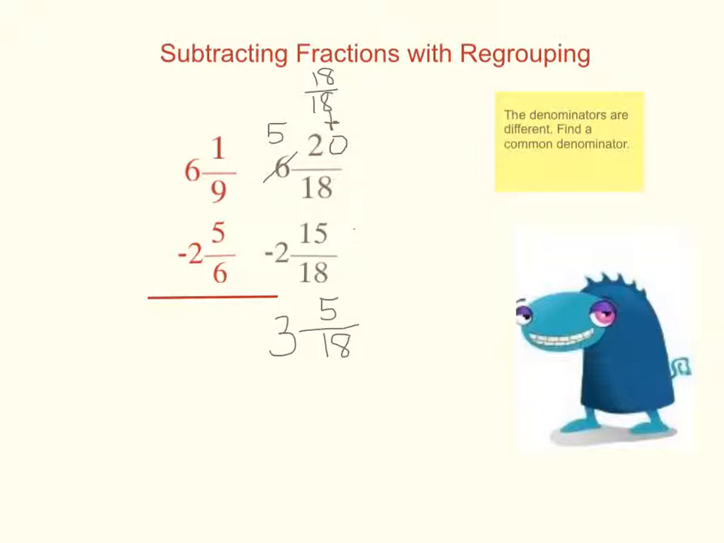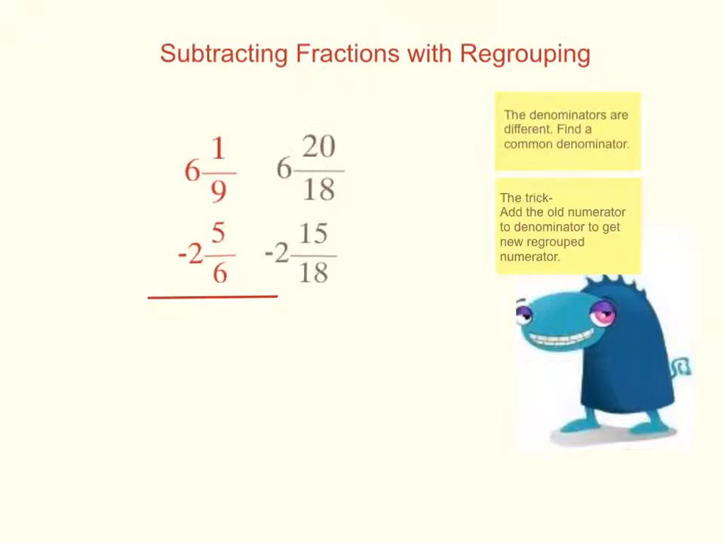Do you guys remember the trick? Okay, so remember that the trick, again, and I have it over here as a sticky note right there, is that you want to add the numerator and the denominator, and that'll give you your new regrouped numerator. So to get this 20 right here, I took the original numerator of 2, added it to the denominator, which is 18, and got 20. So that's how I got 20, and this, remember, is a 5.